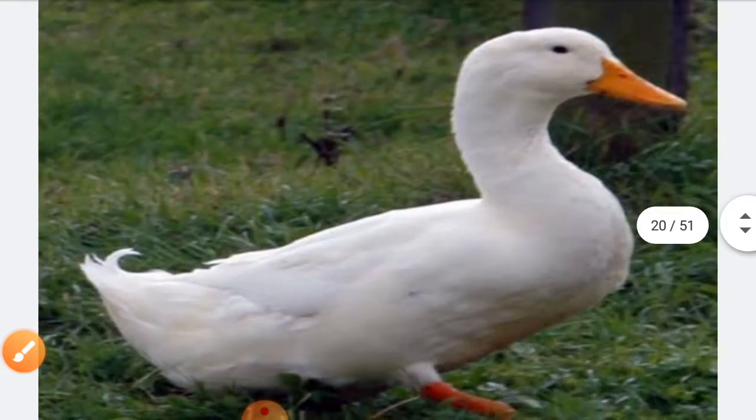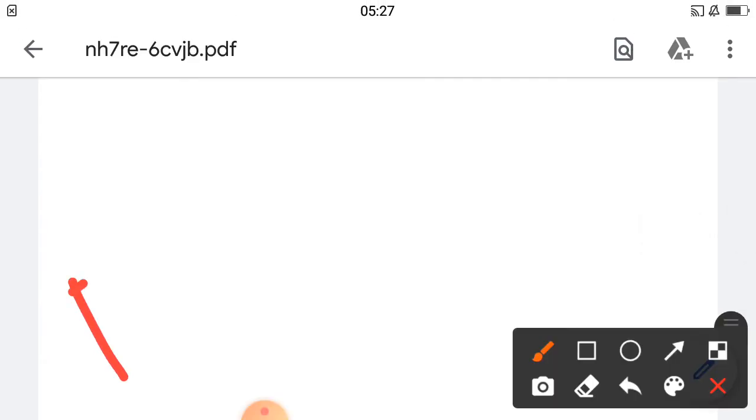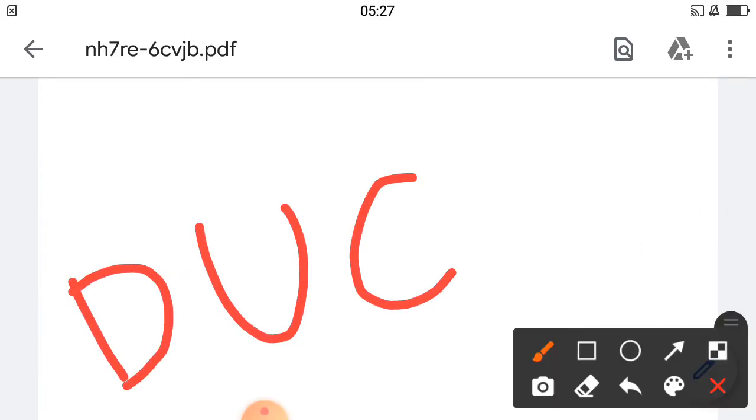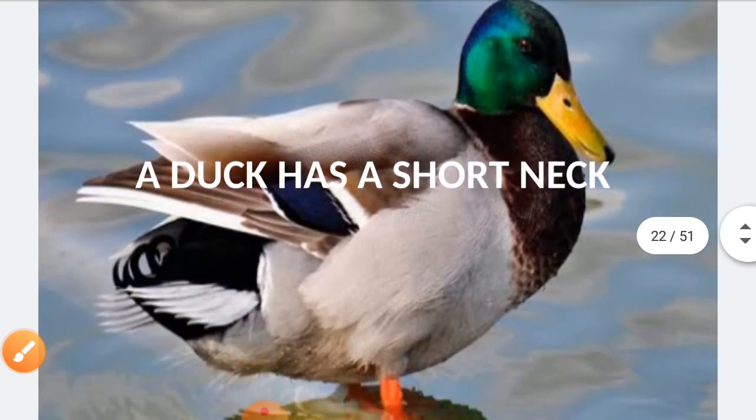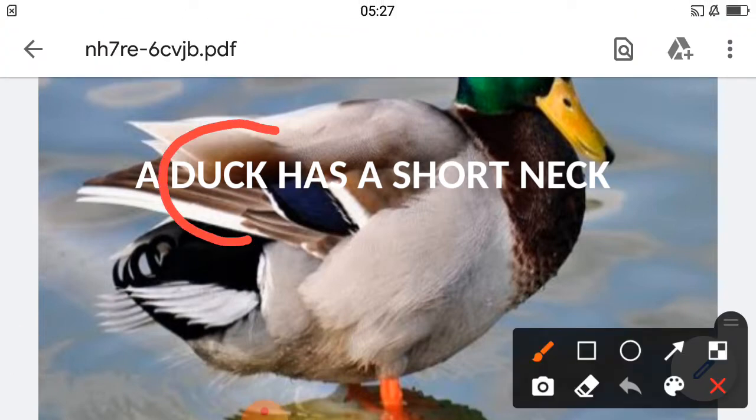This is a very common bird, yes. We see it everywhere. This is a duck. D-U-C-K, duck. I repeat, D-U-C-K, duck. So you see, a duck has a short neck. So please remember the word D-U-C-K, duck.